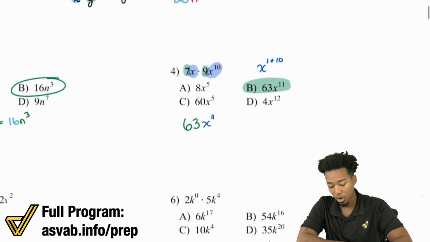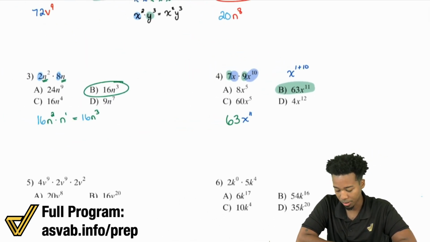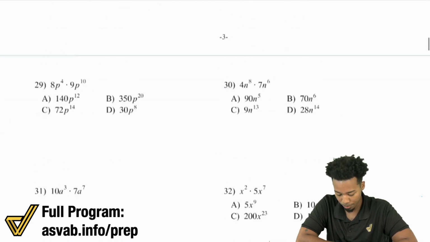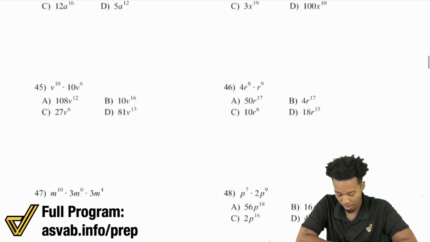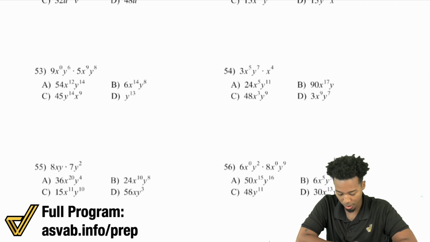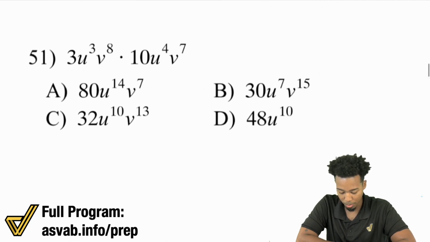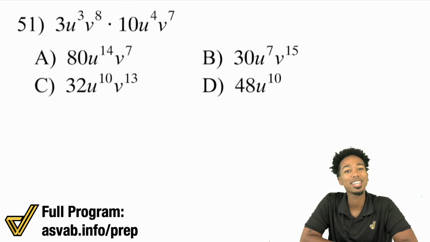But like I promised, we are going to go through more and more complicated problems here. So let's go ahead and get into this next set where I'm going to show you again, what if we have more than one variable? So let's go ahead and start over here with number 51. Let's go ahead and get into it here.